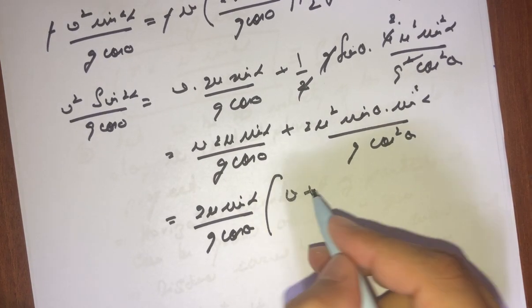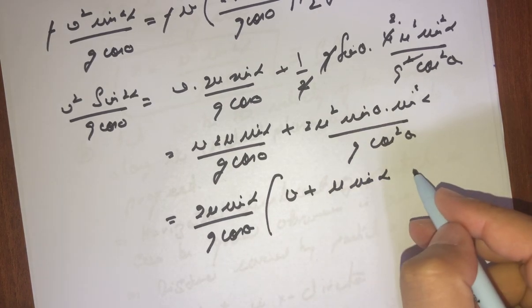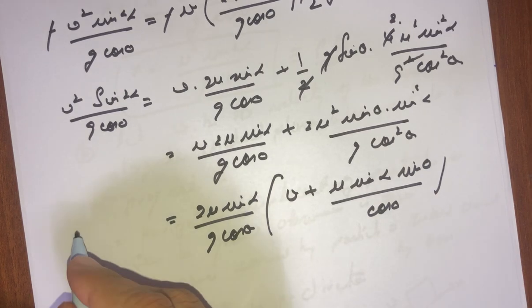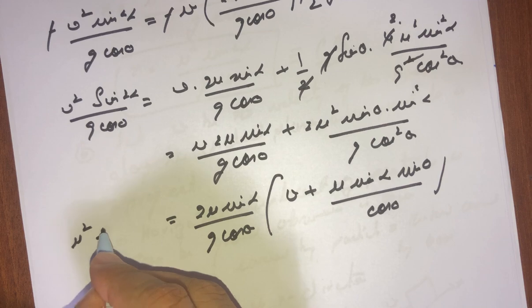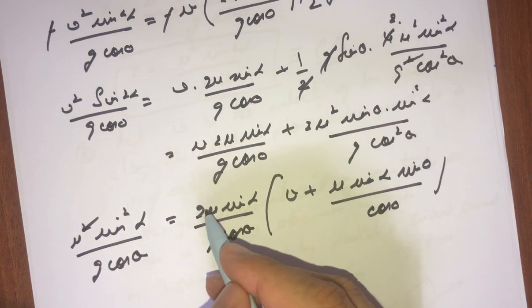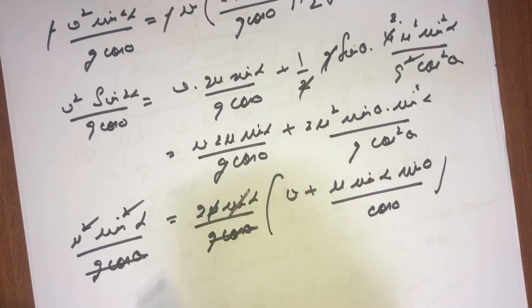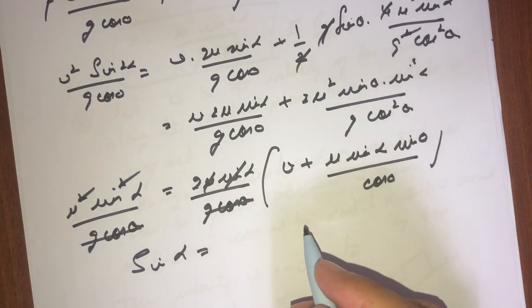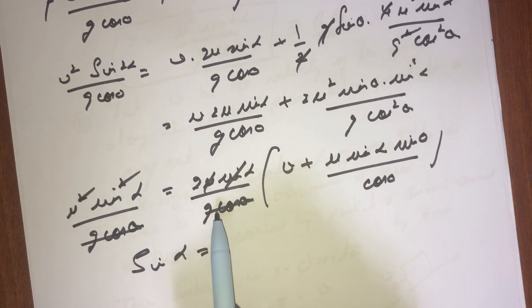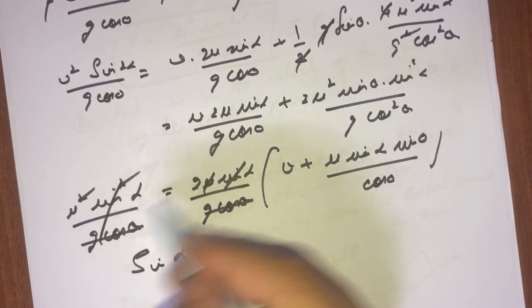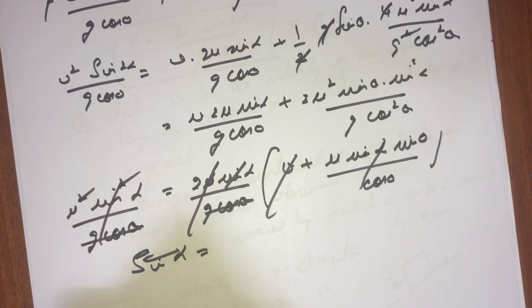So we are left with v plus u sine alpha sine theta divided by cos theta, and this is equal to u square sine 2 alpha divided by g cos theta. My apologies, it is sine 2 alpha here, so let me expand it.